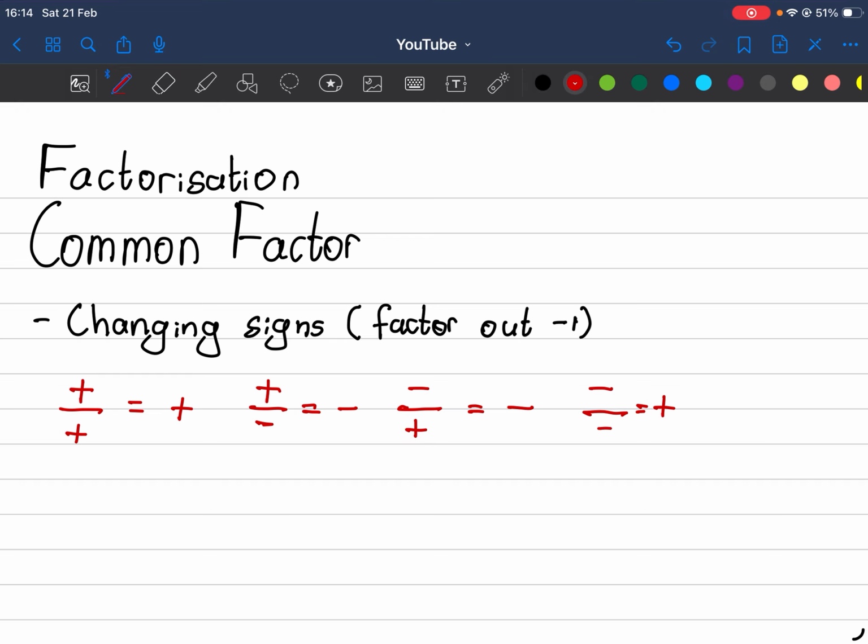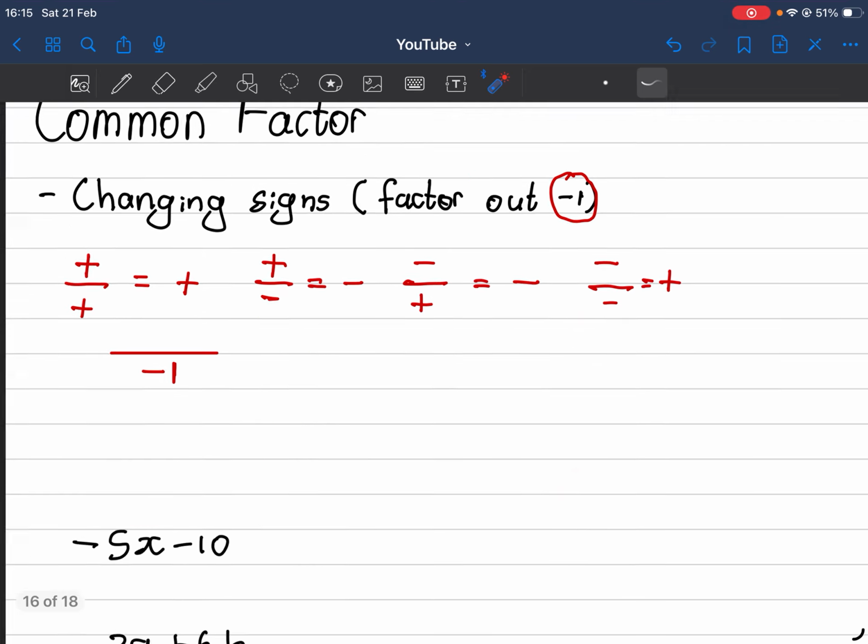When you factor out a negative 1, then through the process of common factor or highest common factor, you end up dividing all your terms by a negative 1, which results in their sign changing. As you can see, if you divide a positive by a negative, it changes from a positive to a negative. And if you divide a negative by a negative, it changes from a negative to a positive.